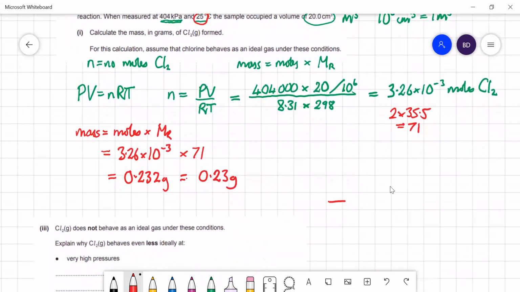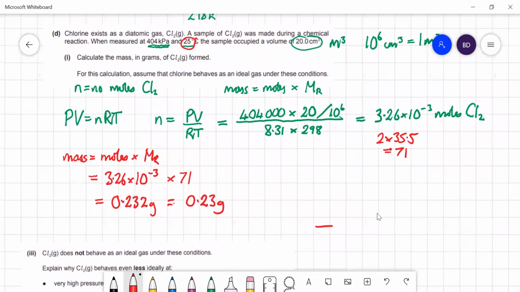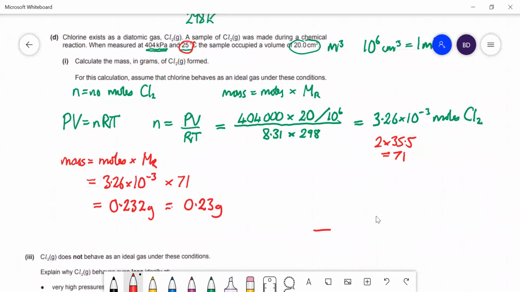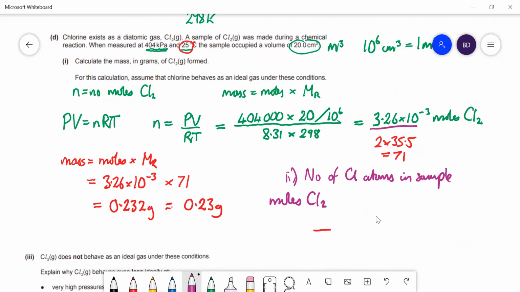Now, question 2 asks you to work out the number of atoms in the sample. Not of molecules, but the number of chlorine atoms in the sample. Well, we need to work that out. We know the number of moles of Cl2 we worked out earlier is that. So the moles of chlorine atoms is going to be double that, as each molecule contains 2 chlorine atoms.